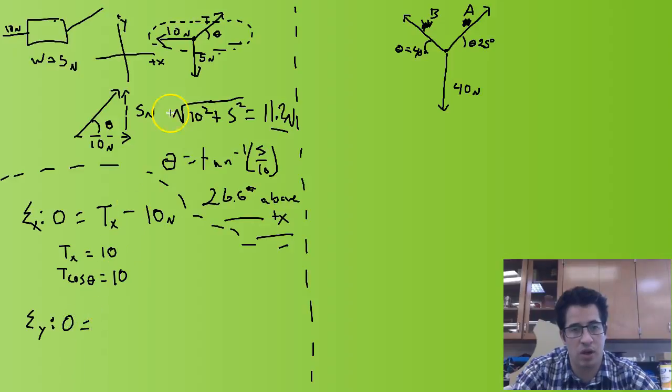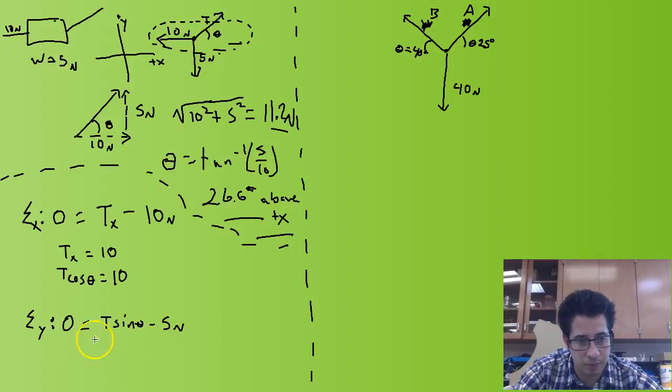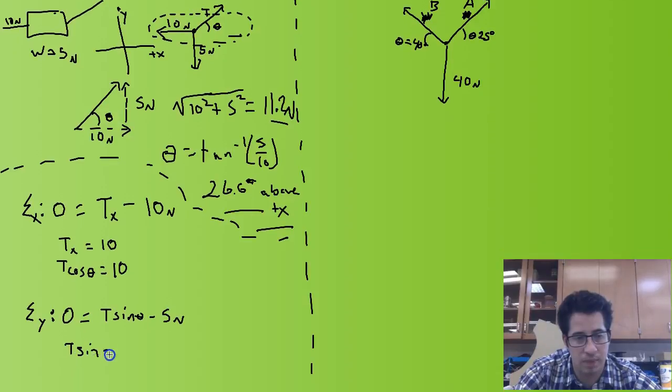And then we have the upward component Ty, or we could say T sine theta, since it's that part that's pulling up. Okay, and then downward we have the 5, so we say minus 5 newtons. And so we get that T sine theta is equal to 5 newtons.